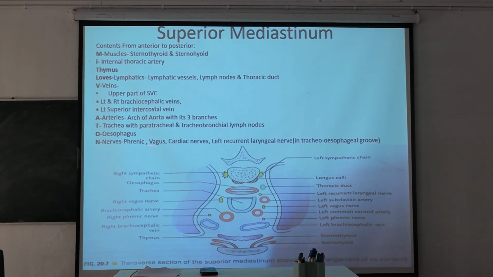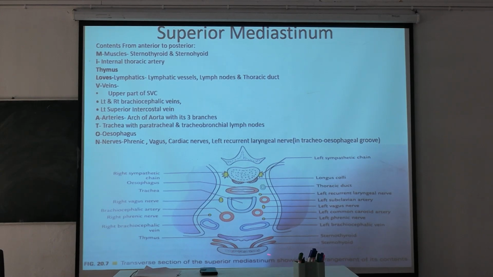O is esophagus, N is for nerves. Nerves are the phrenic, vagus, cardiac nerves, left recurrent laryngeal nerve in the tracheoesophageal groove. Okay, so these are the contents of the superior mediastinum. This is a transverse section through the superior mediastinum showing the arrangement of the contents.